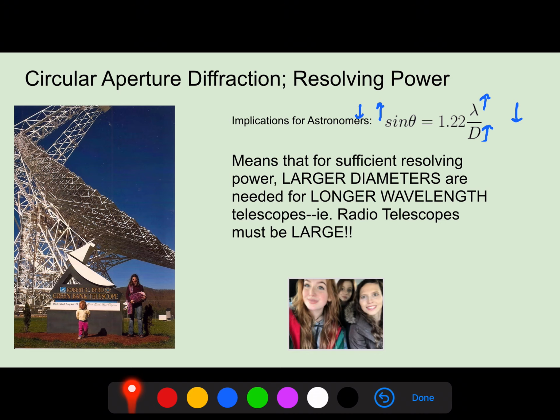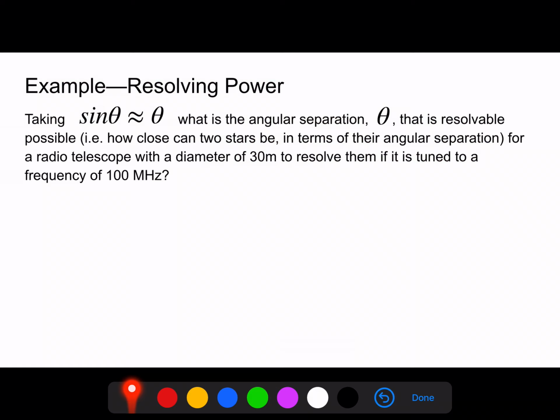Why don't we end with an example regarding this idea of a radio telescope and see if we can get a sense of what kind of angular separation is resolvable for a radio telescope. So this particular problem gives us an approximation to make. Whenever we're dealing with small angles, the sine of that angle is approximately equal to that angle. So we're going to make that approximation, and we're going to see what the angular separation is that's resolvable for a radio telescope of a given diameter, which is tuned into a specific frequency.